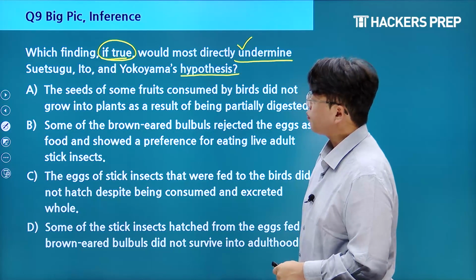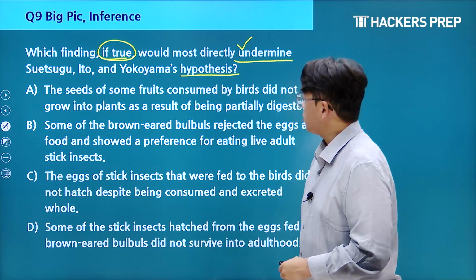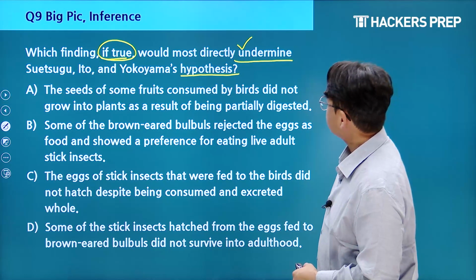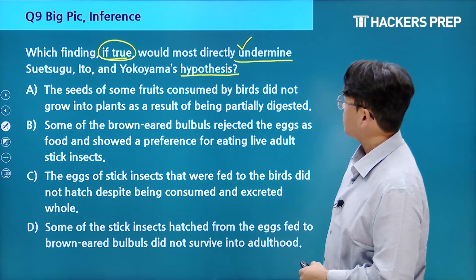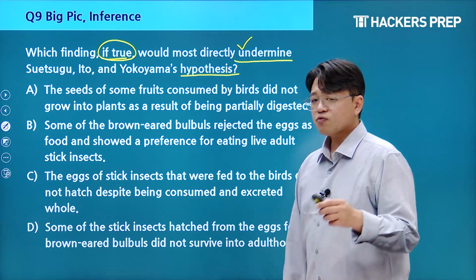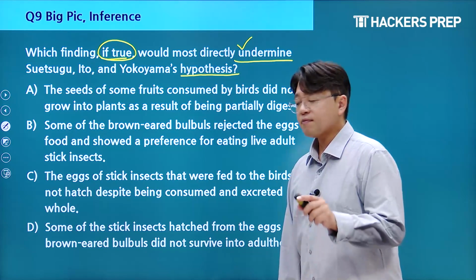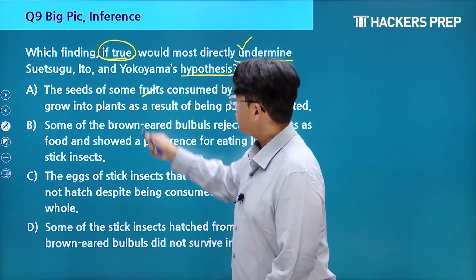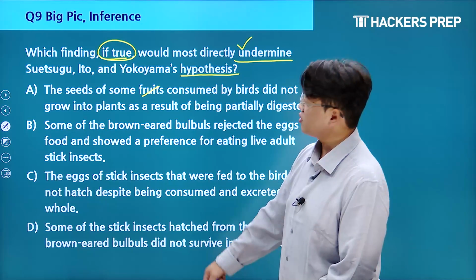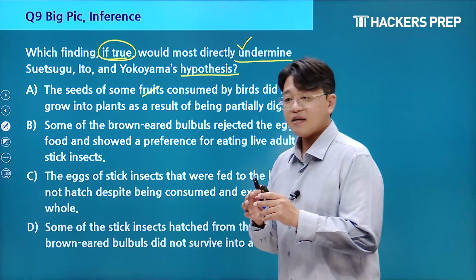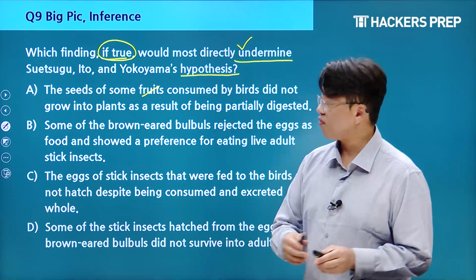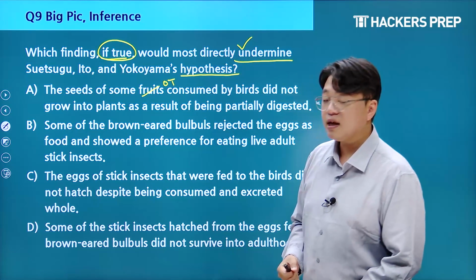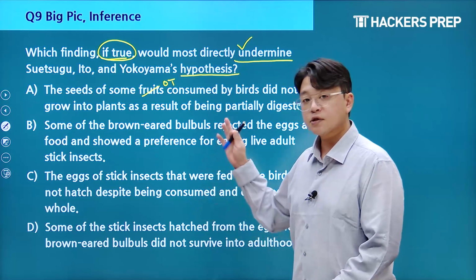So let's look at A. The seeds of some fruits consumed by birds did not grow in plants as a result of being partially digested. Okay, what is wrong about this answer choice? Right from the start, the seed of some fruits. Are we talking about fruits? This is not even the topic of this text, and not even remotely a part of the hypothesis. So fruits would be an off-topic element in this answer choice. Okay, so that gets crossed out.